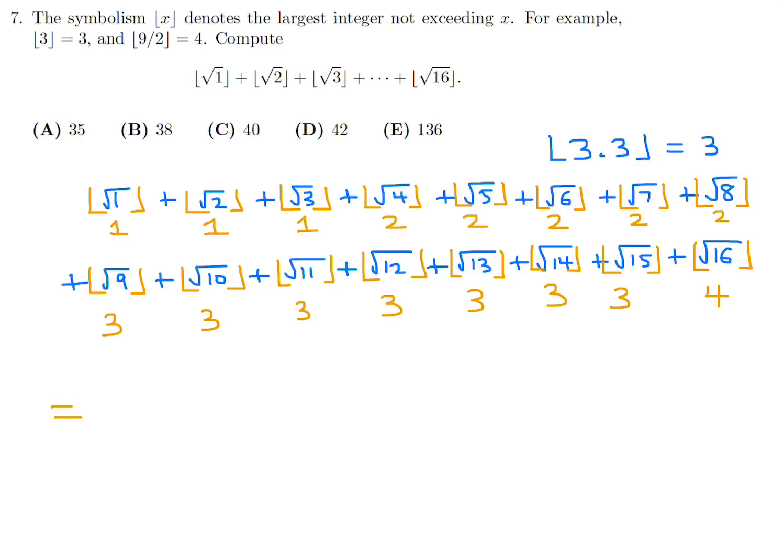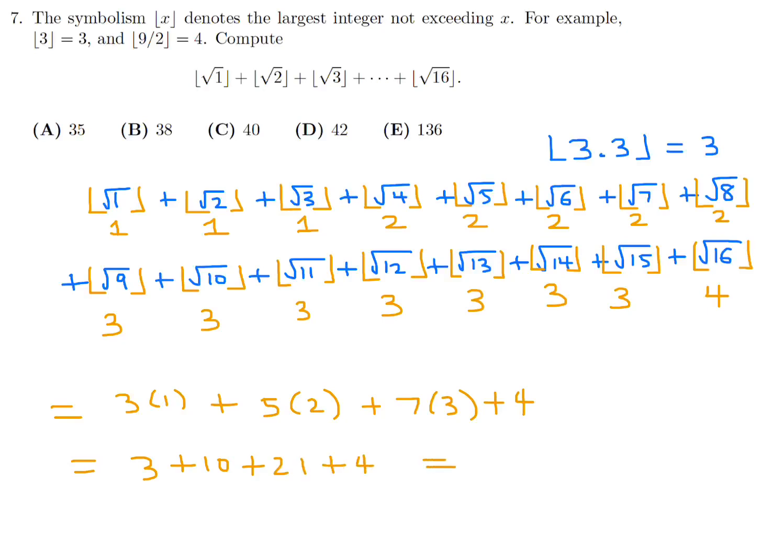And then the sum, of course, we got 3 of these 1s. We've got 1, 2, 3, 4, 5 of these 2s. And we got 1, 2, 3, 4, 5, 6, 7 of those 3s. And you've got a final 4 in there. So this is 3 plus 10 plus 21 plus 4. And that looks like 13 plus 25, which is 38. So number 7, the answer is B.